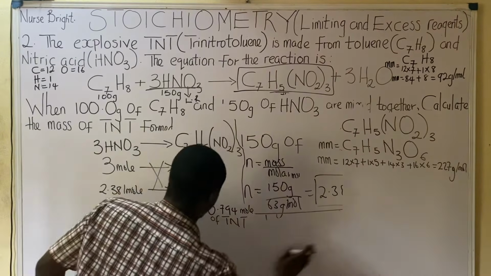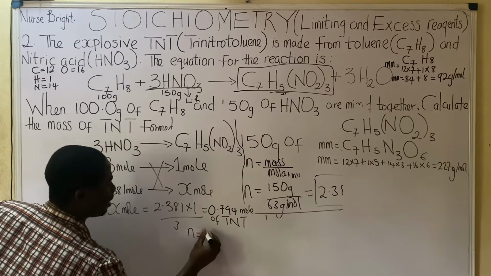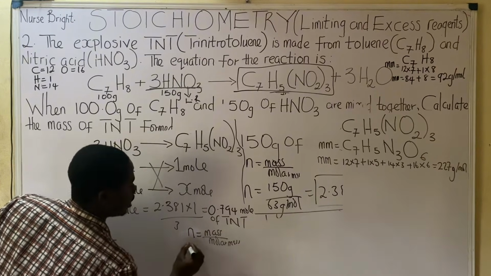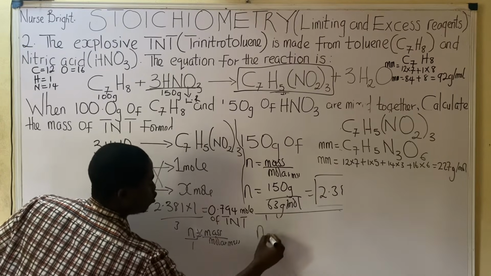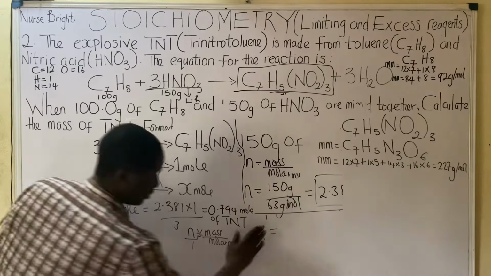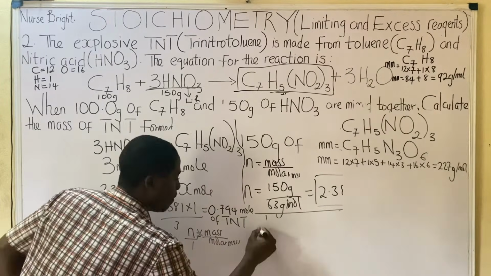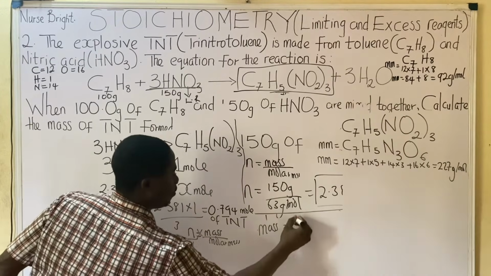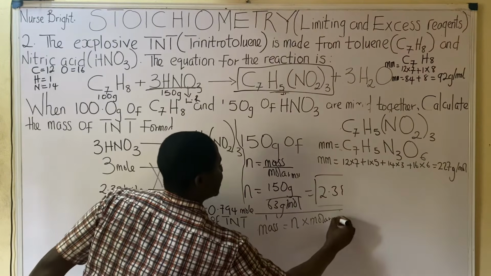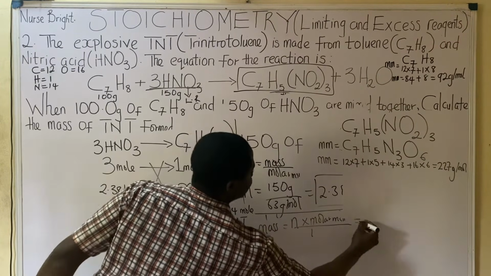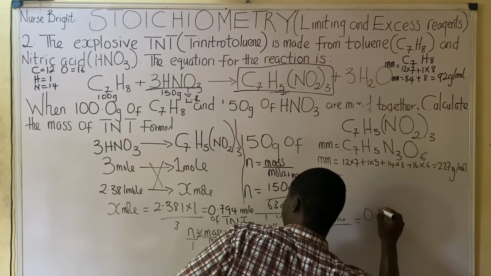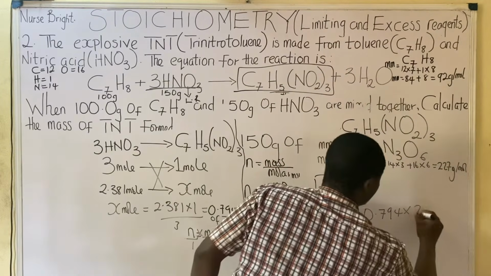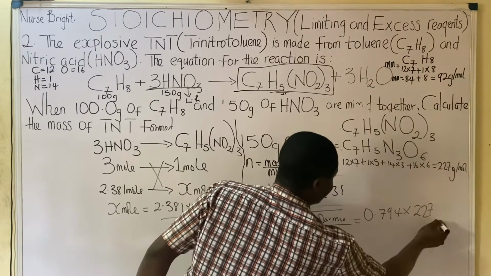So definitely, you already know that to get the number of moles, number of moles equals mass over what? Molar mass. So to get the mass, what becomes the mass which we are looking for? Mass will now be equal to number of moles times molar mass divided by 1. So what's the number of moles? This value is 0.794, times the molar mass, 227 grams per mole, divided by 1.